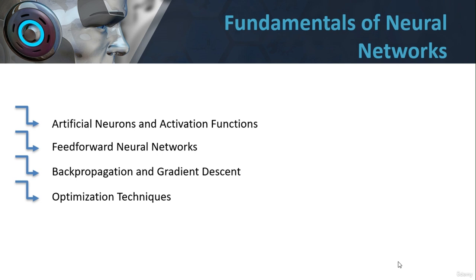Last one we have optimization techniques. Deep learning models require efficient optimization techniques to improve training speed and convergence. This subsection explores various optimization techniques such as batch normalization, weight initialization strategies, learning rate schedules, and regularization methods like dropout and L1 and L2 regularization.